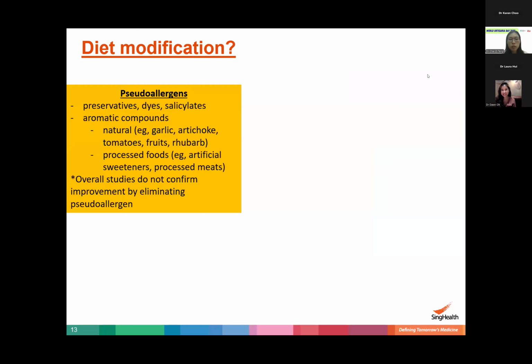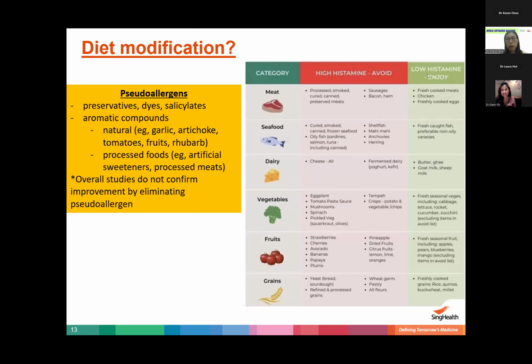But overall, studies actually do not confirm that if you stop eating all this food, it can definitely improve your hives. The second group is the high histamine diet. If you look at this list, the high histamine diet is really quite an extensive, long list.